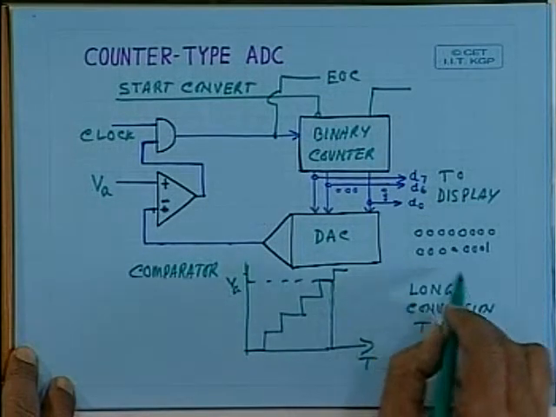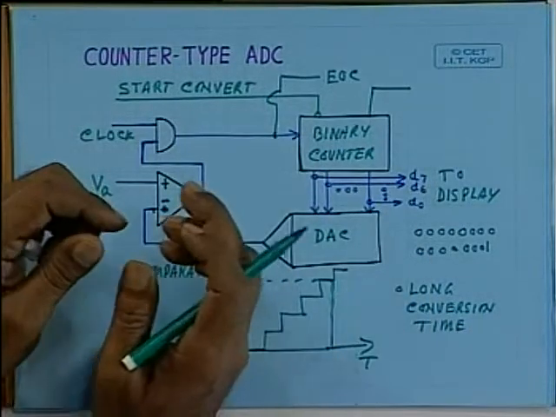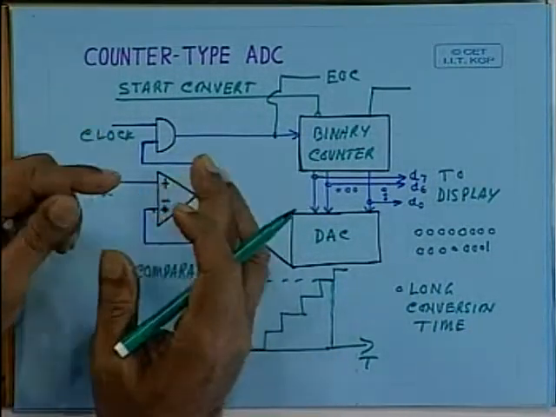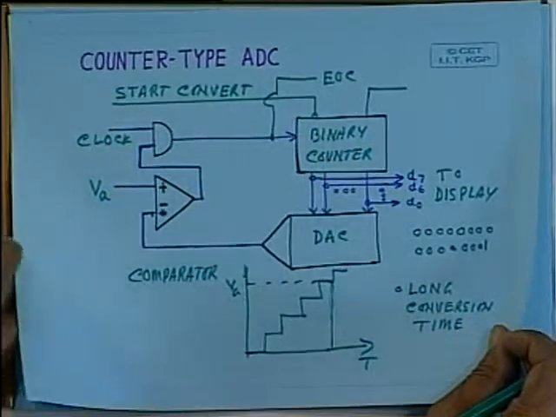Because of this long conversion time, it is not commonly used, and in place of this, two other different types of AD converters are used. Let us see what are the other two similar types of analog to digital converters that are commonly used.